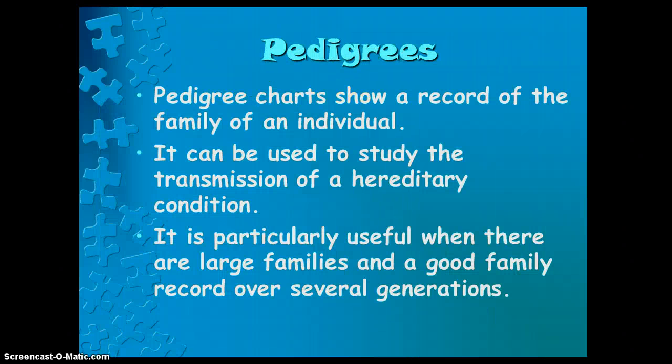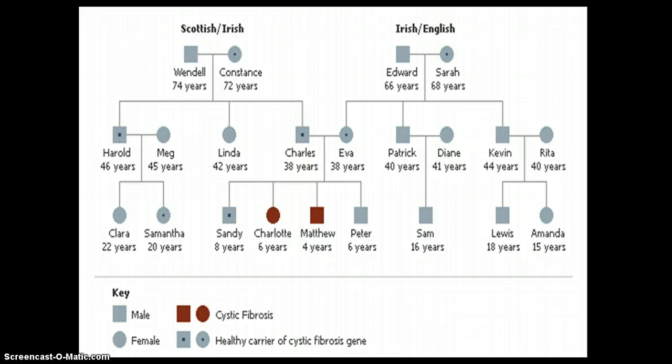So, pedigree. This is a chart that's going to show you a record of the family of an individual. It can be used to study the transmission of a hereditary condition. It is particularly useful when there are large families and a good family record over several generations. So what this is just showing us is a family record of cystic fibrosis.